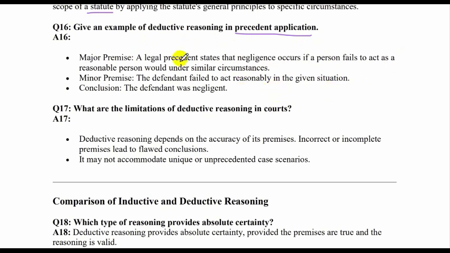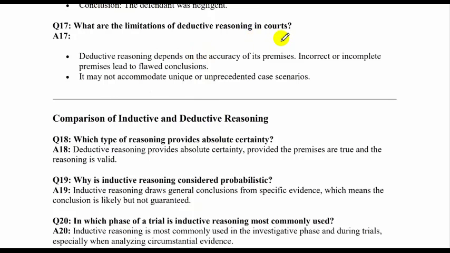So here we have used a legal precedent. Although it may be likely, it is not certain. But here there is a legal precedent that if a person acts in an unreasonable manner, then he is likely to be found guilty of negligence. Question 17. What are the limitations of deductive reasoning in courts?